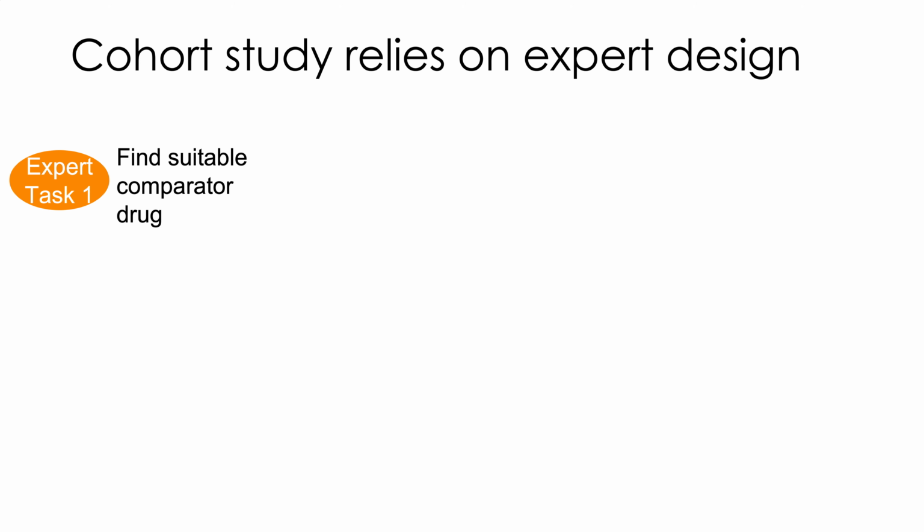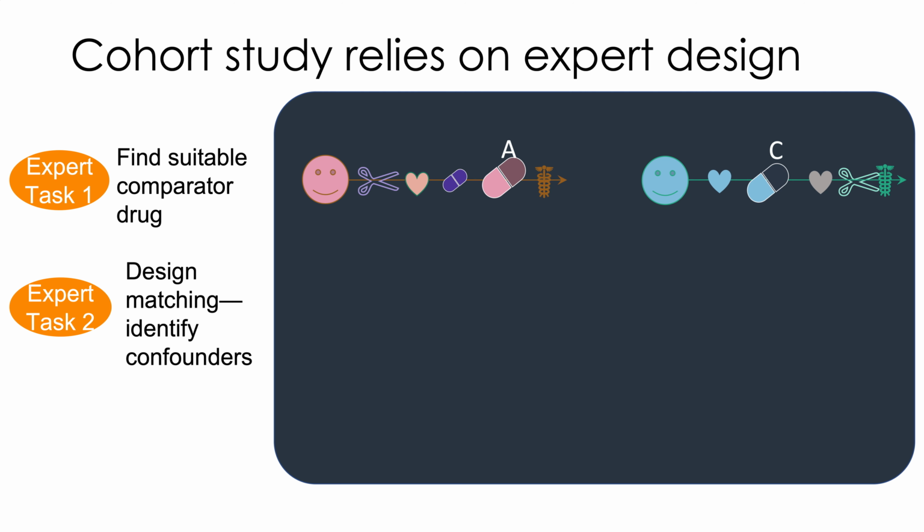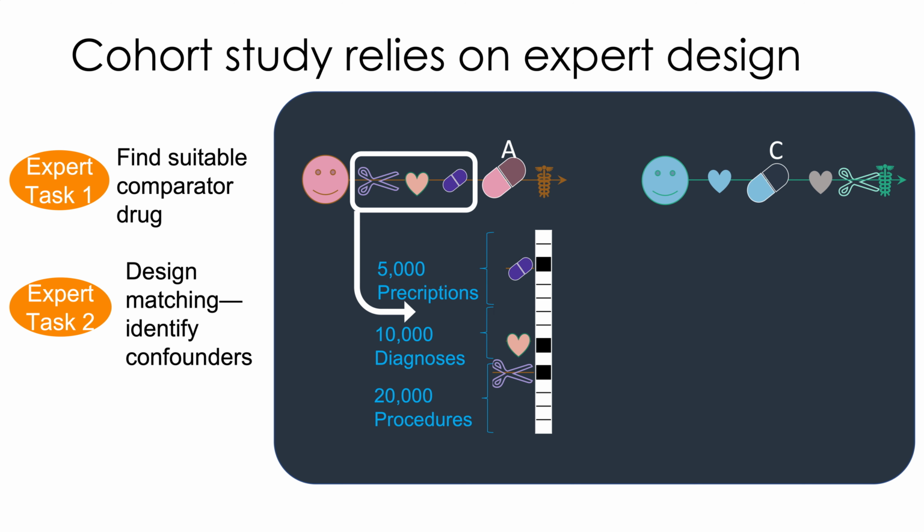Experts need to pick that comparator drug, the comparable anti-epileptic, and they also need to figure out what are the key confounders we need to control for. So how would it look if we tried to do matching without the expert? How can we tell if these two people, one taking drug A and the other taking drug C, are a good match without an expert telling us the few key things to match on? So people's histories in the time before they took drug A could be encoded into this big high-dimensional vector. And this vector is a simplification of health history, but it's already a huge vector.